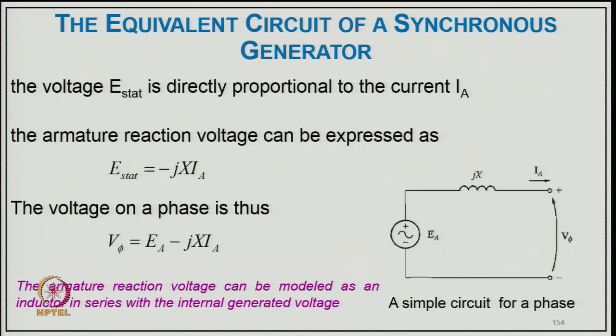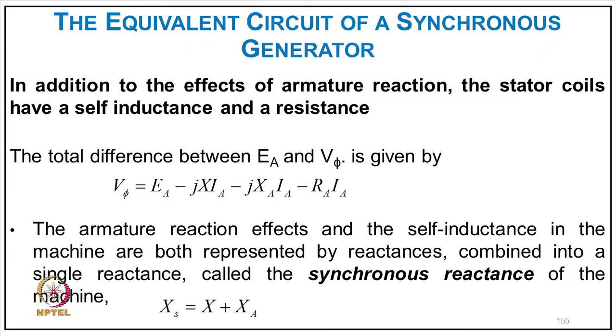We call it synchronous reactance, and then the current is flowing when you are connecting the load here. So now we can say that in addition to armature reaction, the stator coil has a self inductance and resistance. So the total difference between E_A and V_phi will govern: V_phi equal to E_A minus j X I_A minus j X_A into I_A minus R_A I_A.